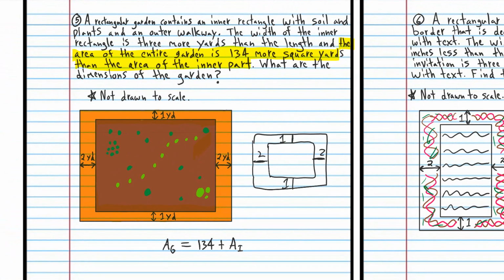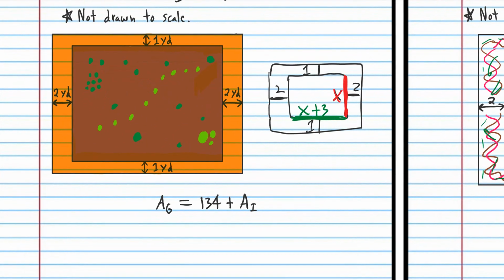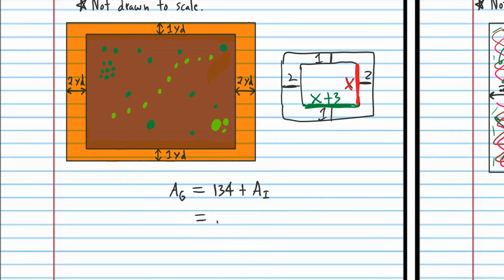And we know that the width of the inner rectangle is 3 more yards than the length. So if the length is x, I want to make this length x, then this green length would be x plus 3. So now we're ready to go back to our master equation down here. So we're first going to find the area of the inner part. That's going to be really easy.